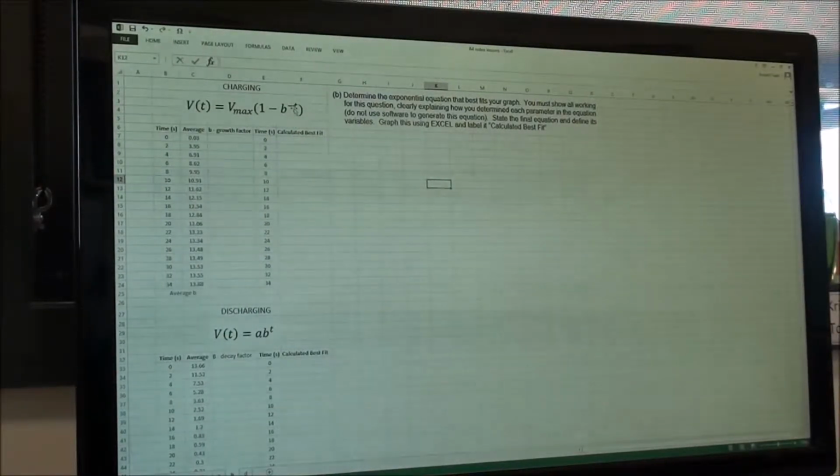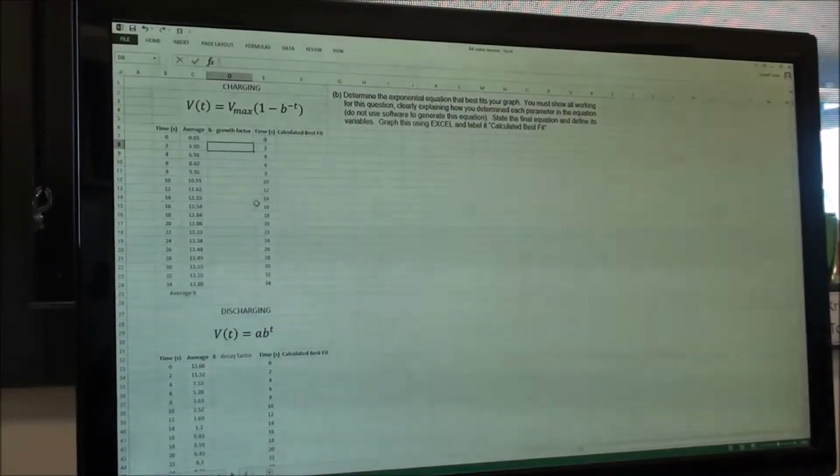So the first thing we need to do is to calculate our growth factor, and to do that we want to look at our results. Here we have our average voltage against time. We want to divide the second result by the first result. So I go into this cell here, I click equals, I select this cell, and I divide it by this cell. That gives me a growth factor of 131.67, which is unusually high.